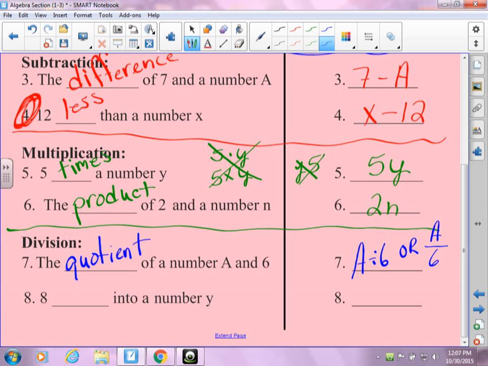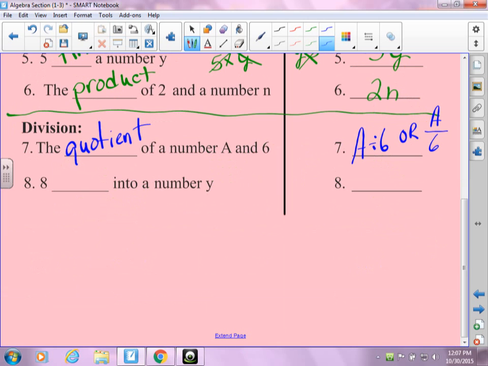And then this last one, 8 divided into a number y. It's going to look like this. It's going to be y divided by 8, or y over 8. Okay, and I'm flip-flopping those also because it says 8 into it.